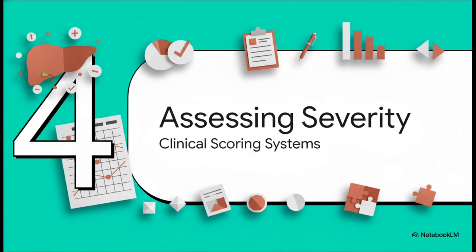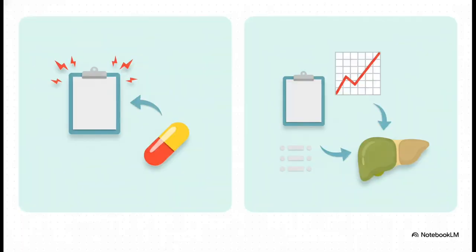This isn't just for curiosity's sake. It's what tells us what to do next. And for that, we use a couple of key scoring systems. The 2 big ones you need to know are Maddrey's DF and the MELD score. And it's super important to remember they're used for different things.